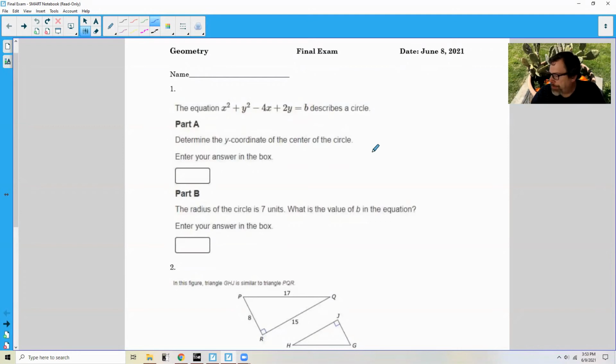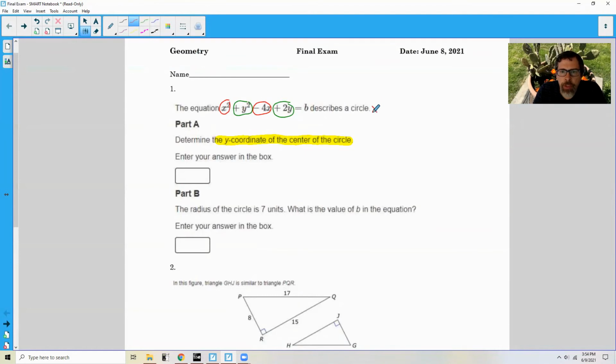So here we go. I start with number 1, and it says the equation x squared plus y squared minus 4x plus 2y equals b describes a circle. Determine the y coordinate of the center. So I need to find the equation of the circle. Since this is not in standard form, we need to complete the square.